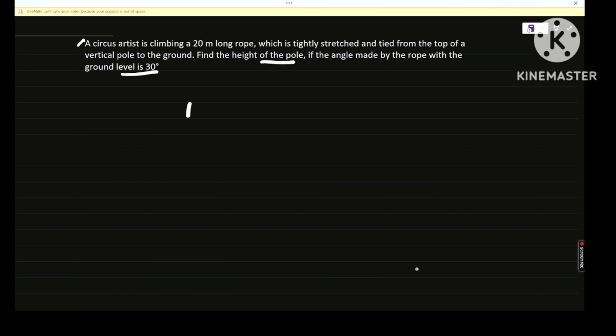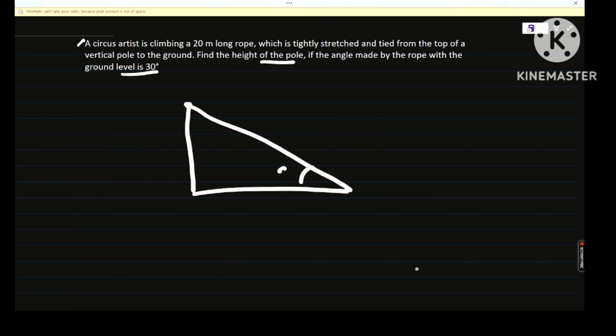There is a vertical pole, and a rope is tied at the top of the vertical pole to the ground level, and this is the ground level. The angle made by the rope with the ground level is 30 degrees, and the length of the rope is also given, which is 20 meters. What you need to find out is the height of the pole.